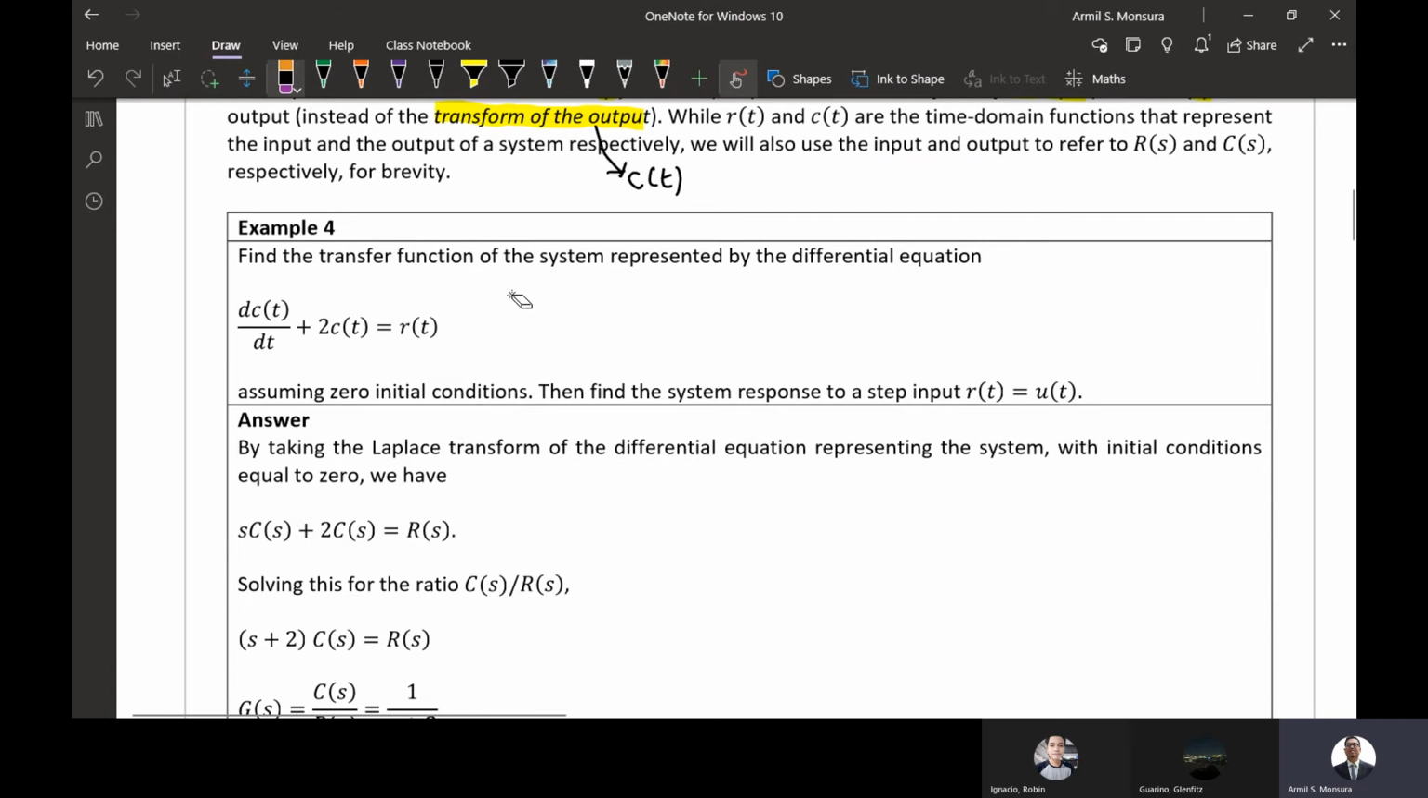Okay? So, yun. So, that's the first problem, no? Let's find the transfer function. And then yung second problem kasi dito is to find the system response. System response means output.